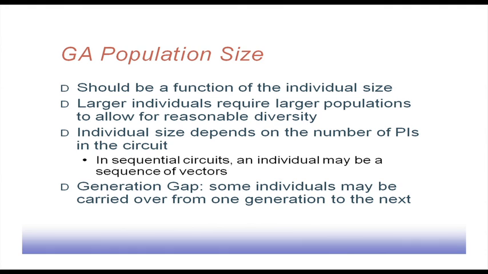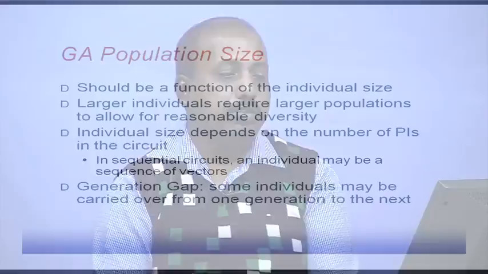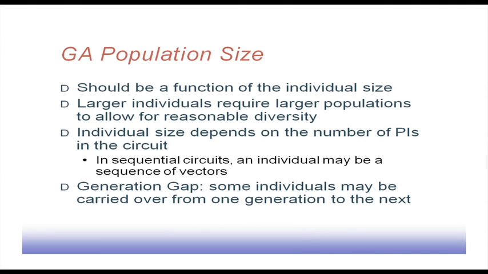Now, how do we choose a population size? What should the population size be? It should be a function of the individual size, because the individual size tells us the total search space size, and out of that search space we should put a part of it into the population. So, larger individuals will require a larger population to allow reasonable diversity.